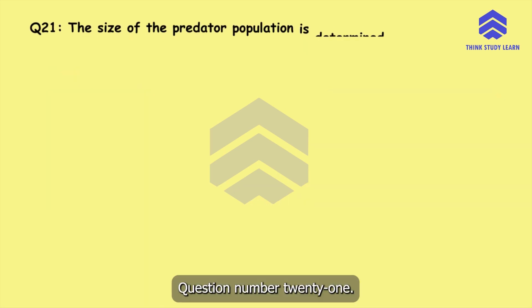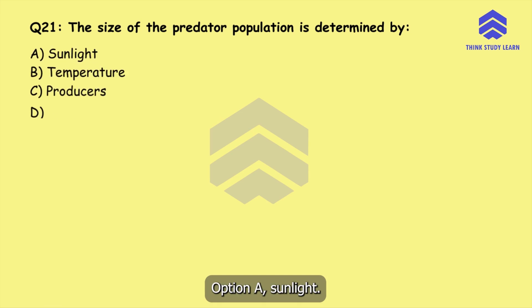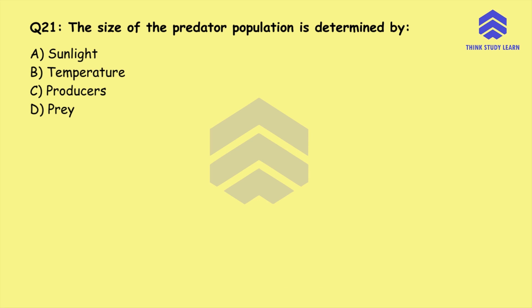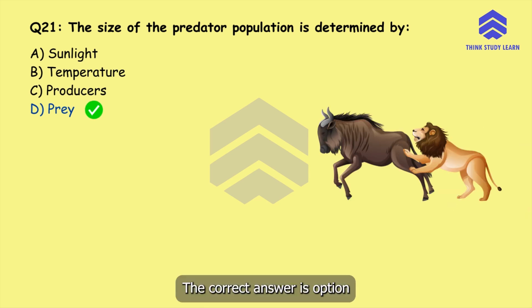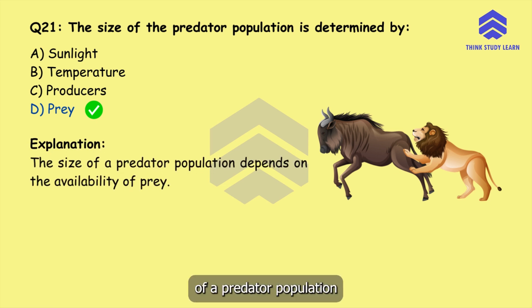Question number 21. The size of the predator population is determined by option A, sunlight, option B, temperature, option C, producers, or option D, prey. The correct answer is option D, prey. This is because the size of a predator population depends on the availability of prey.